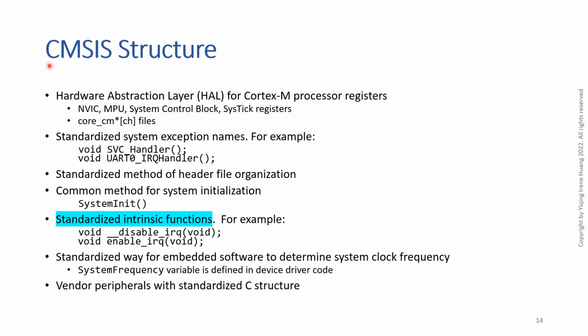Recall we talked about the Cortex Microcontroller Software Interface Standard in our Lab 0. This abstraction layer actually provides many functionalities. Now I'm going to talk about the standardized intrinsic functions. Instead of using assembly code, you can use the corresponding C code to do what the assembly code is doing, and that's probably better for most of us.